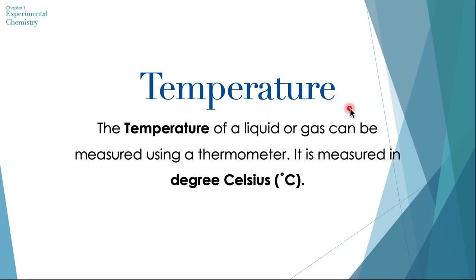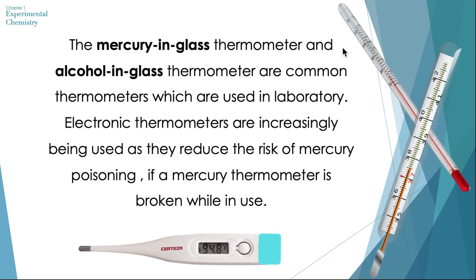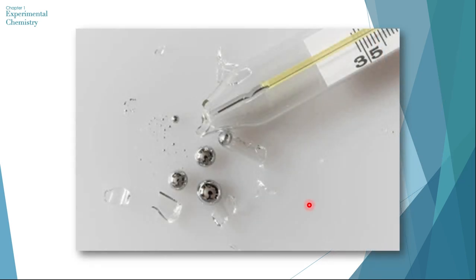Then we have temperature. The temperature of a liquid or gas can be measured using a thermometer. So the unit for temperature is the degree Celsius. This is the symbol for degree Celsius. The mercury in glass thermometer and the alcohol in glass thermometer are common thermometers which are used in the laboratory. But nowadays electronic thermometers are increasingly being used as they reduce the risk of mercury poisoning if a mercury thermometer is broken while in use.